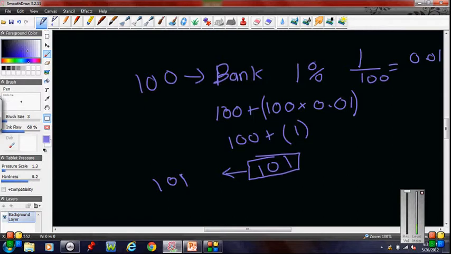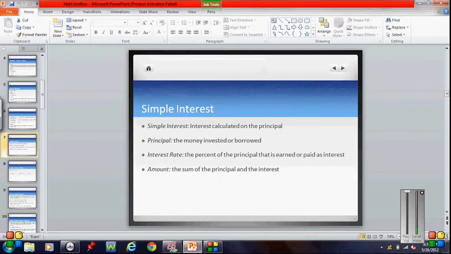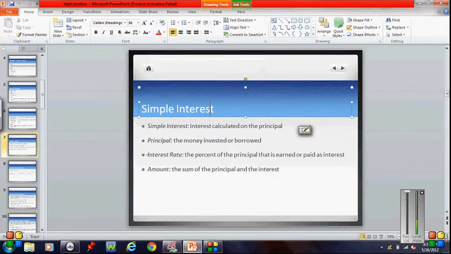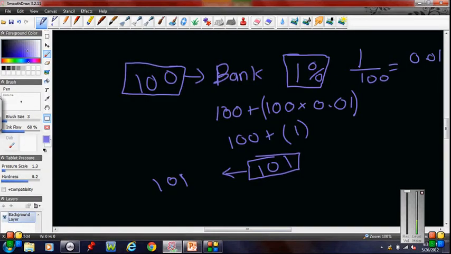If you look at it, this is the principal, because this is the original amount that you had that you invested. So that's the principal. Then you look at your percent. The percent is always the rate. It's the rate or the interest rate that the bank gives you. And let's go back to the PowerPoint and look at these keywords. Like it says here, you have simple interest, and you have the principal, the interest rate, and the amount. So if we go back here, we can label all the things that we had.